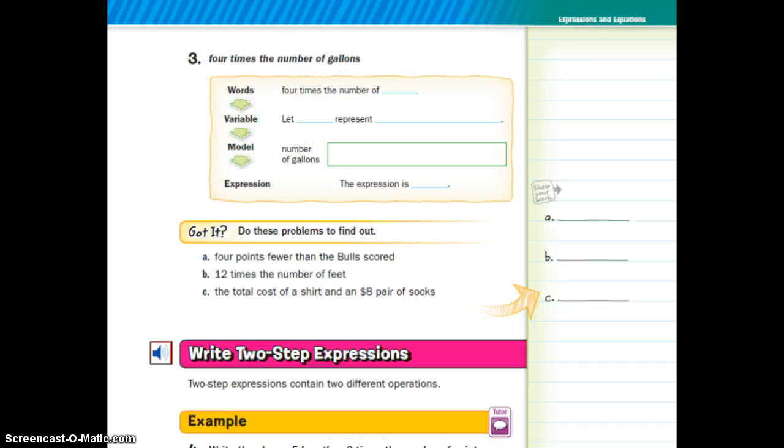So now we have 4 times the number of gallons. So we're going to let G represent our word gallons. And we're talking about number of gallons. In this case, we have 4 times. So we know we're talking about multiplying. So 4 times the number of gallons.